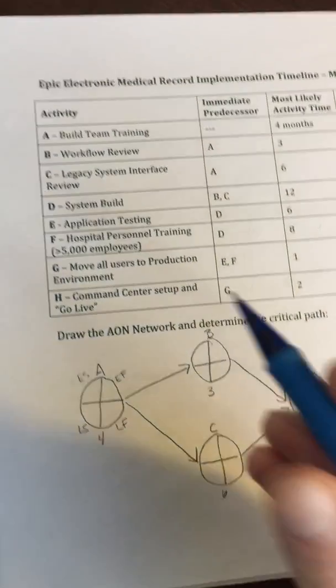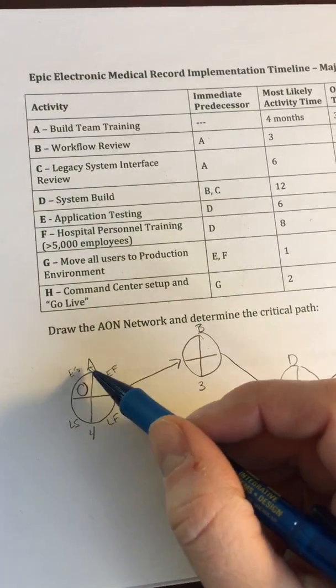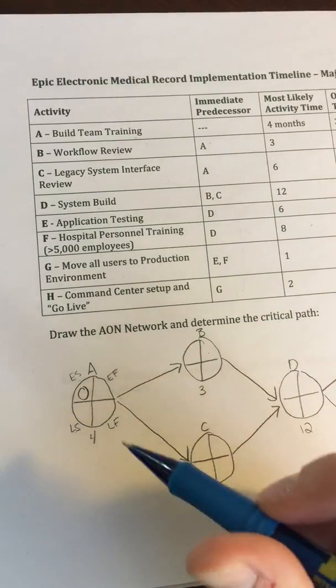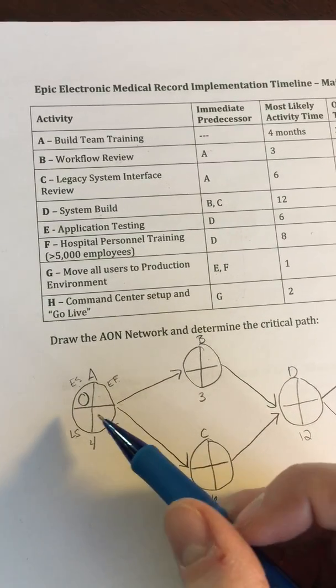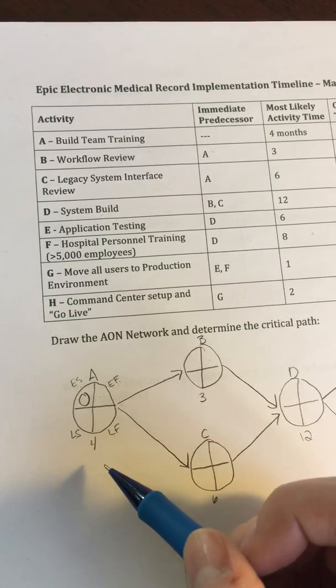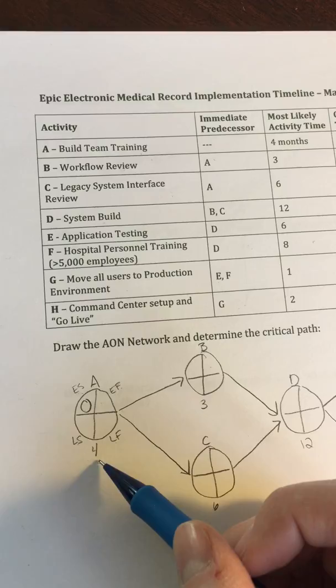So the way we do this is we start over here at activity A. This is going to be time 0. The earliest time we could start activity A is time 0. And in order to get the earliest time we could possibly finish activity A, we just take time 0 plus the most likely time to complete this activity, which is 4 months.